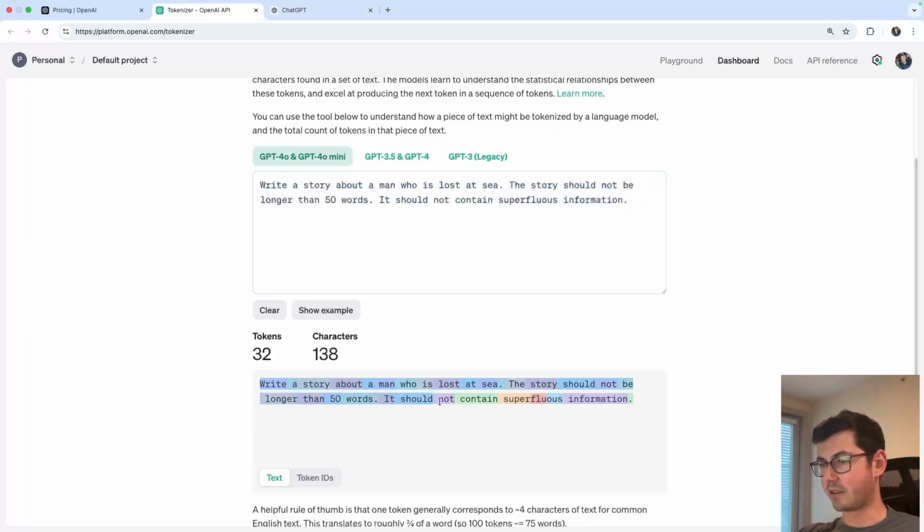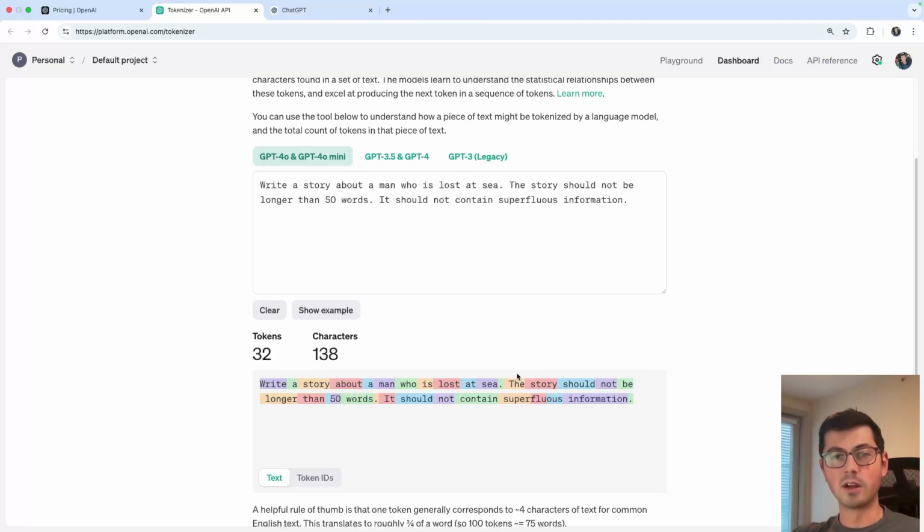If we go and look at the output of the tokenizer, we can see that this prompt had 32 tokens, and a token is not quite a word. And if we look here, every new color corresponds to a new token. So write a story about a man, blah, blah, blah. Let's pay close attention to this word superfluous, which is a longer word, and notice how the word superfluous got broken up into three tokens: super, flu, us. Those are the three tokens that correspond to the word.